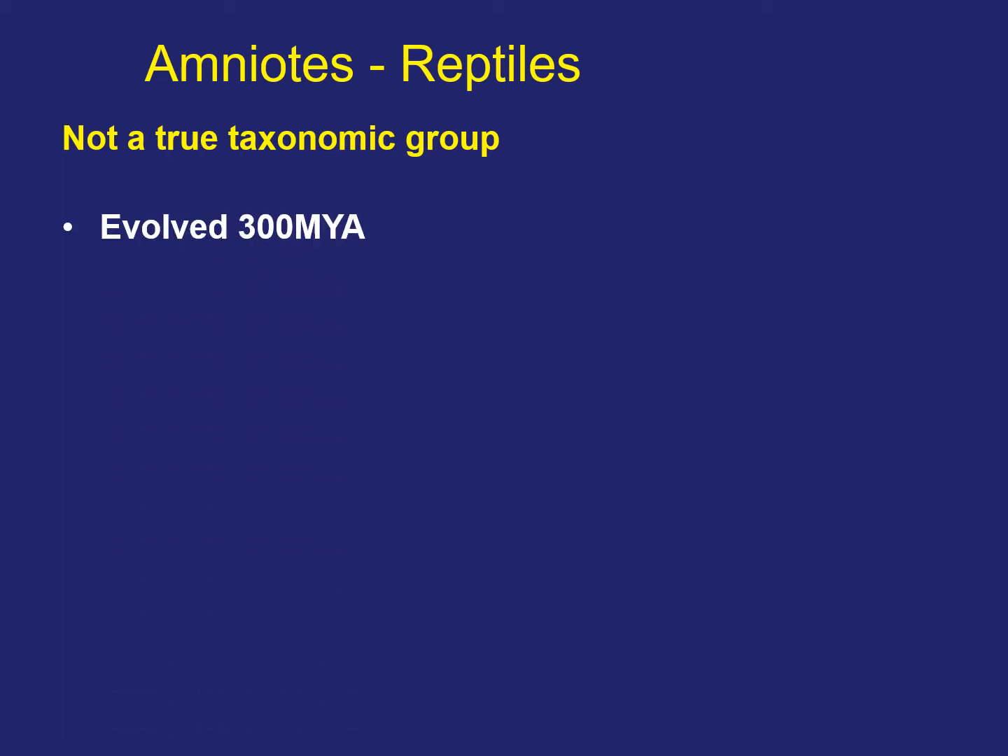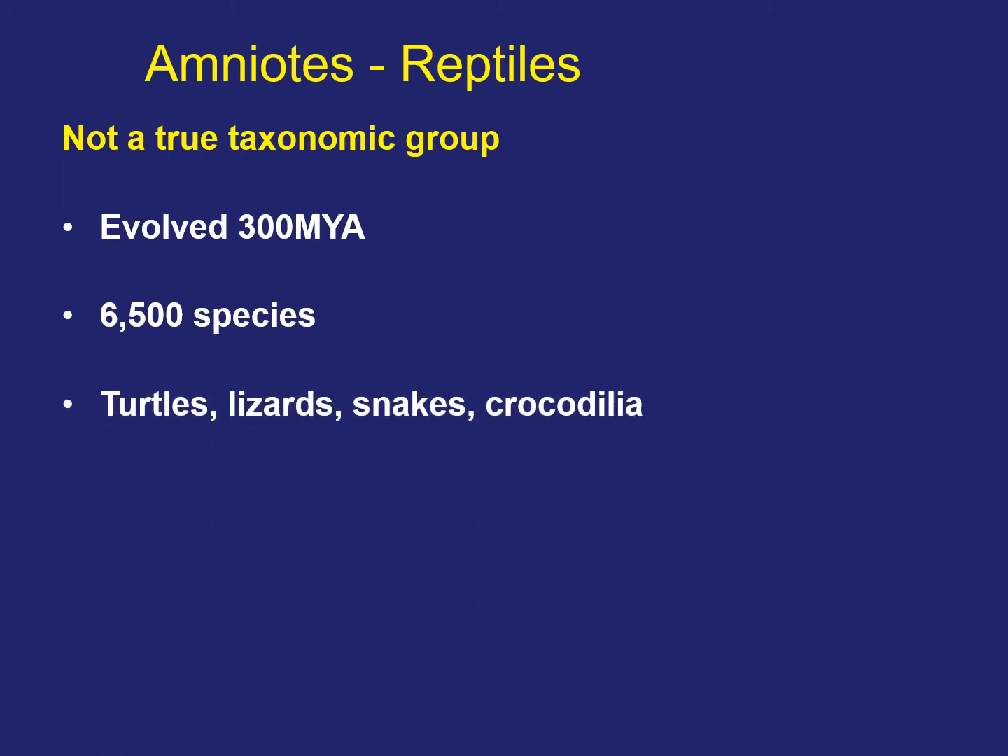So let's take a closer look at that first group of amniotes, the amniotes that evolved directly from amphibians. These are the reptiles. They're not a true taxonomic group because we should really include the birds in this group. We'll come back to the birds. They first appeared about 300 million years ago. There's about 6,500 species. They're still doing pretty well, but of course their heyday was back in the time of the dinosaurs. We have turtles, lizards, snakes, and crocodiles, and also alligators and so on, other members of that group that are still with us today.